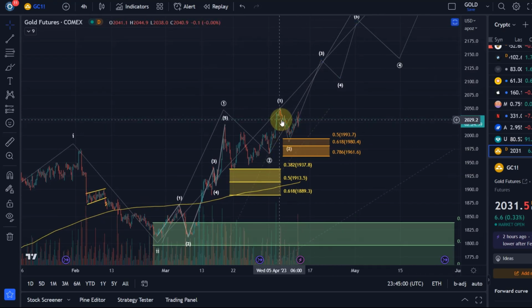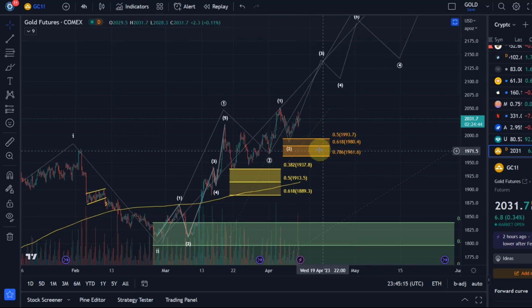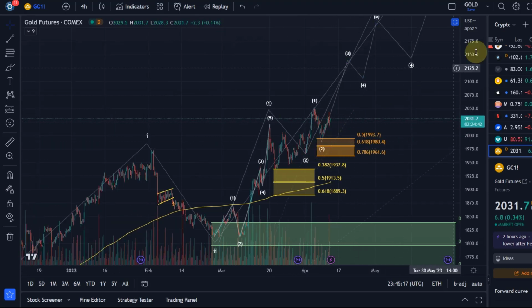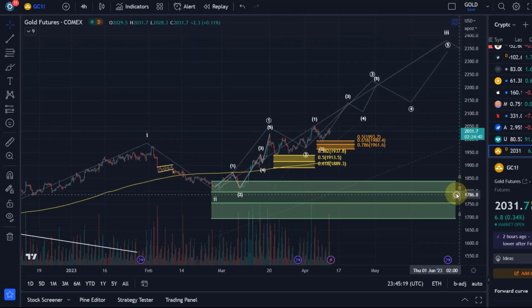The ideal retracement in a wave 2 would normally go into the region of the ideal retracement of the wave 1, right? So the target for a wave 2, normally you would want it to go into the area between the 50% retracement and the 78.6 retracement. That would be between 1993 and 1961, basically. So maybe we'll still do that, but we'll talk about that in a minute.